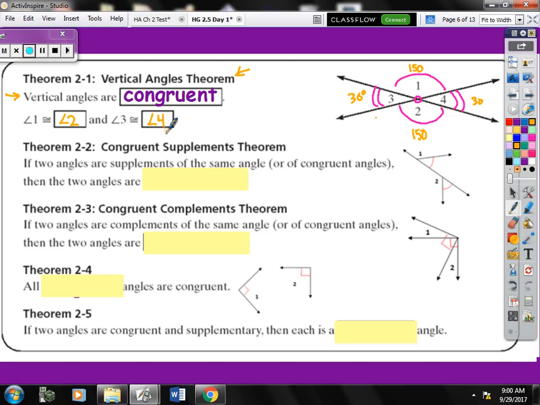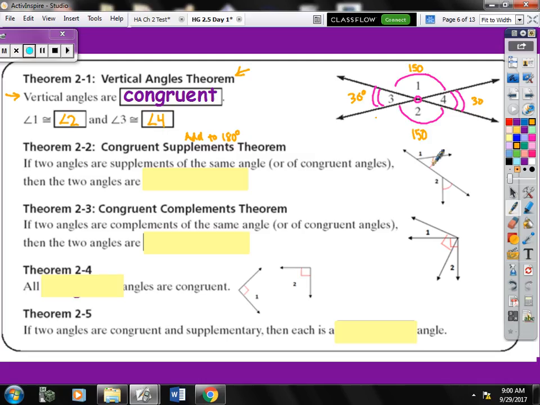All right, the congruent supplements theorem and the congruent complements theorem. We don't use these theorems very often, but they're in our book, so I share them with you. Remember, supplements mean that they are two angles that add to 180. We usually say supplementary, but supplements would be the same thing. They supplement each other. Two angles are supplements of the same angle or of congruent angles.